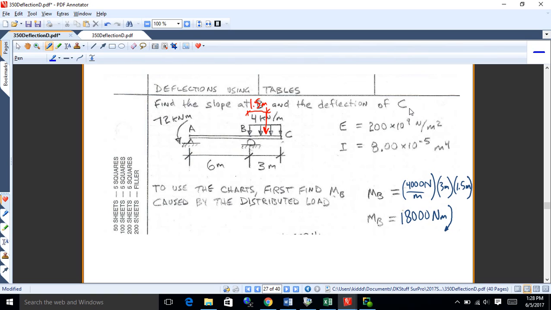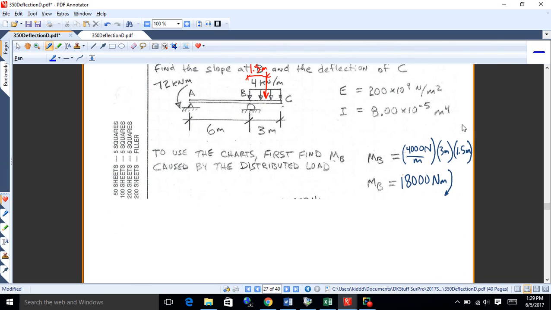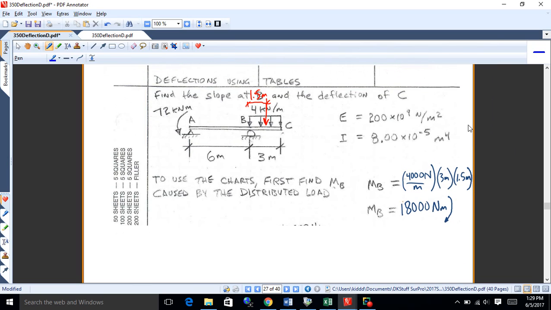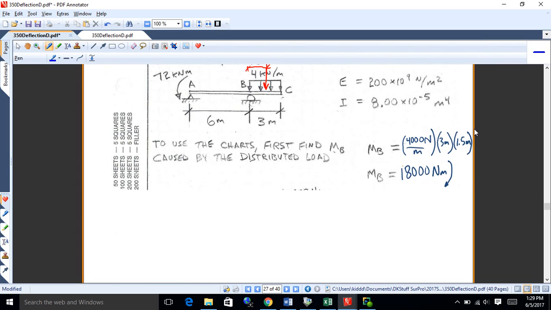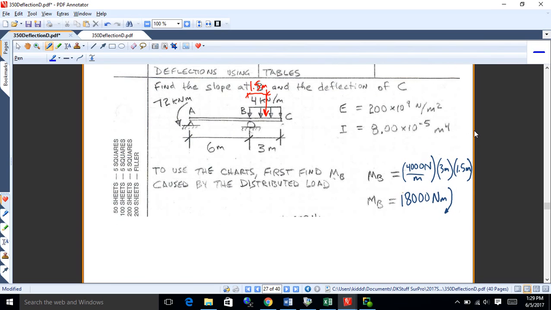Okay. So what I'm going to have to do on this thing is consider the angle at B, but also the amount of deflection that's caused by that distributed load on that length of beam from B to C. And then also I've got to consider that couple over there at A as well. Okay, so we'll start with that. So we've got 18,000 newton meters of a couple at B. Okay. Any questions on that?